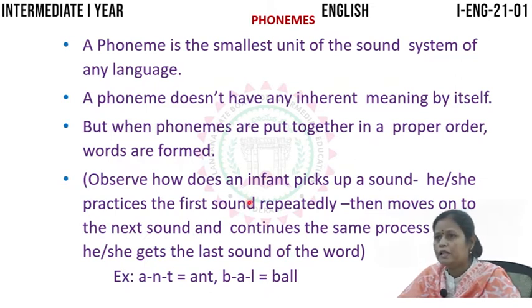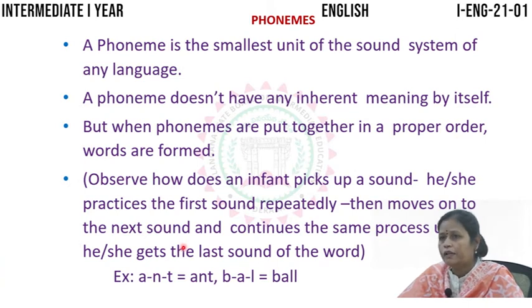So let us now talk about phonemes. What is a phoneme? Does it have any meaning? And what is the difference between the English alphabet and a phoneme? Let us see here. A phoneme is the smallest unit of the sound system of any language. So a phoneme is the ultimate smallest unit of the sound system.